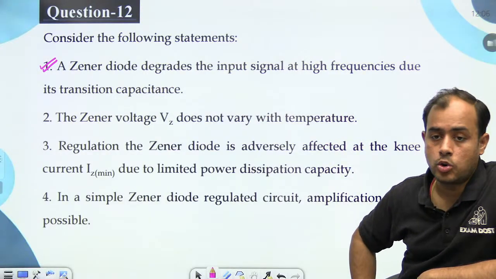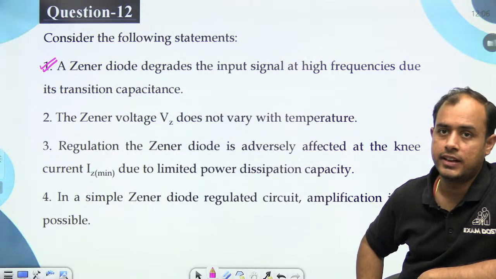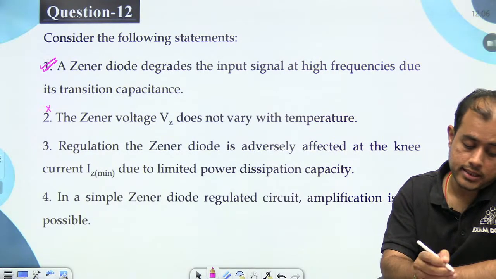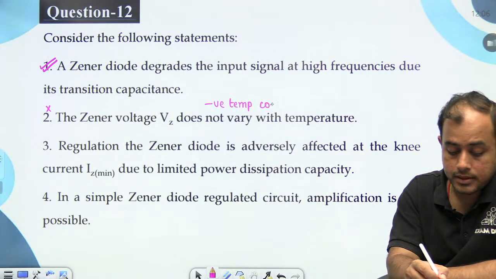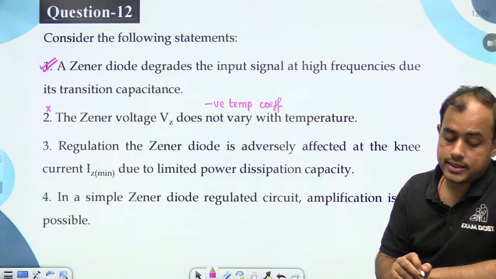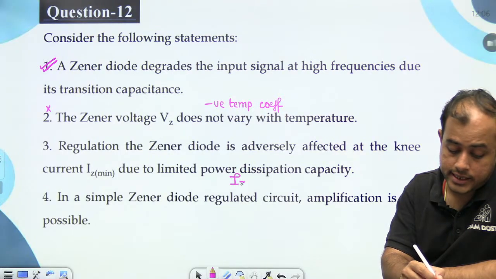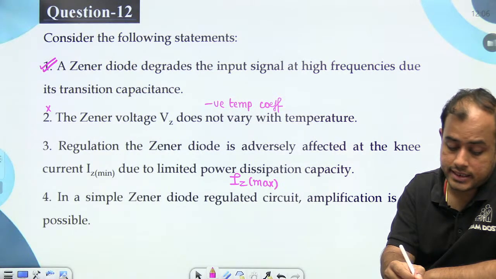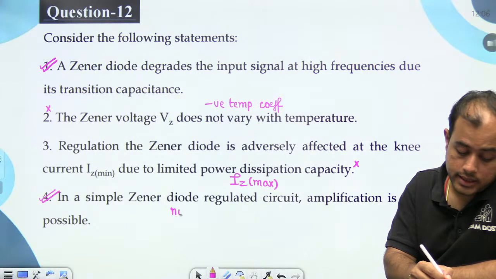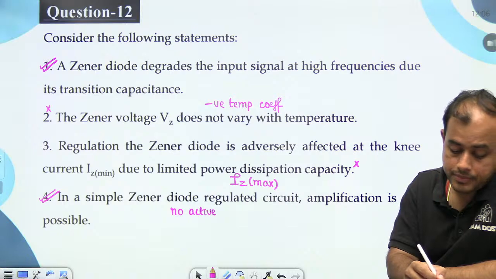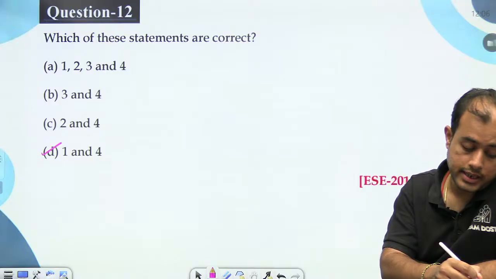So beta, in a diode, due to capacitance at high frequency, the shape of the signal will change. Zener voltage does not vary with temperature: no, it has a negative temperature coefficient. Regulation is adversely affected at knee current due to limited power dissipation: power dissipation is related to IZ max, not IZ min. Amplification is not possible: yes, because there is no active device. For amplification, we need an active device. So 1 and 4.